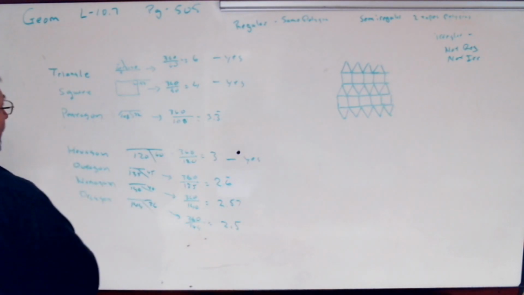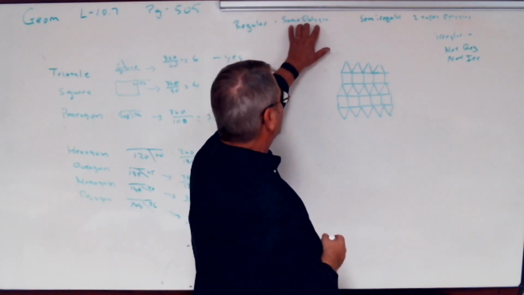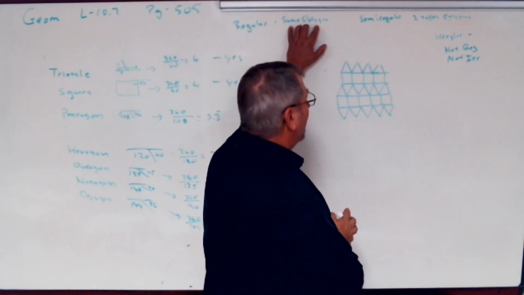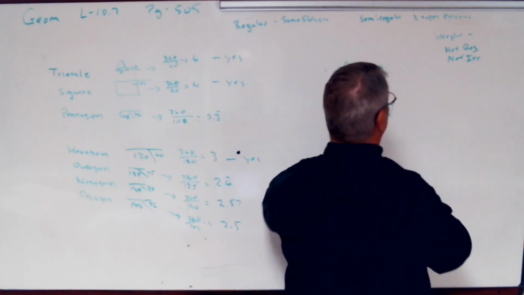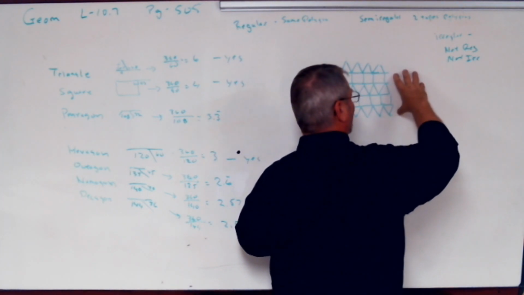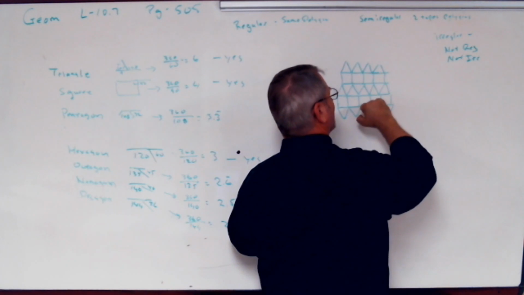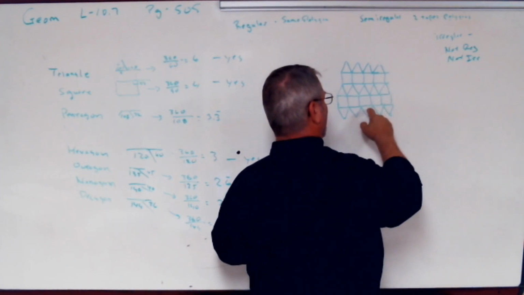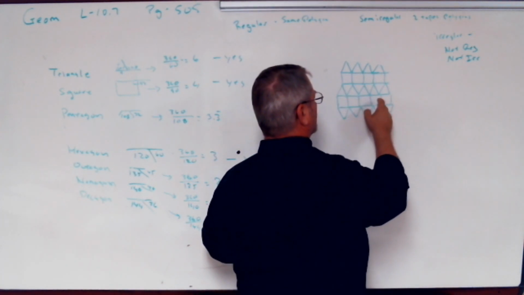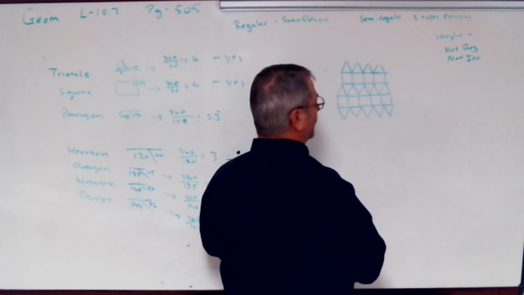Okay? So now there's a couple of words. Number 1 is regular. That's just using one kind of the same regular polygon. A semi-regular tessellation uses 2 types of polygons. This is a semi-regular tessellation here. It's using triangles and squares. It's the same triangle everywhere, and it's the same square. And if I keep putting them together, it will always cover the object.